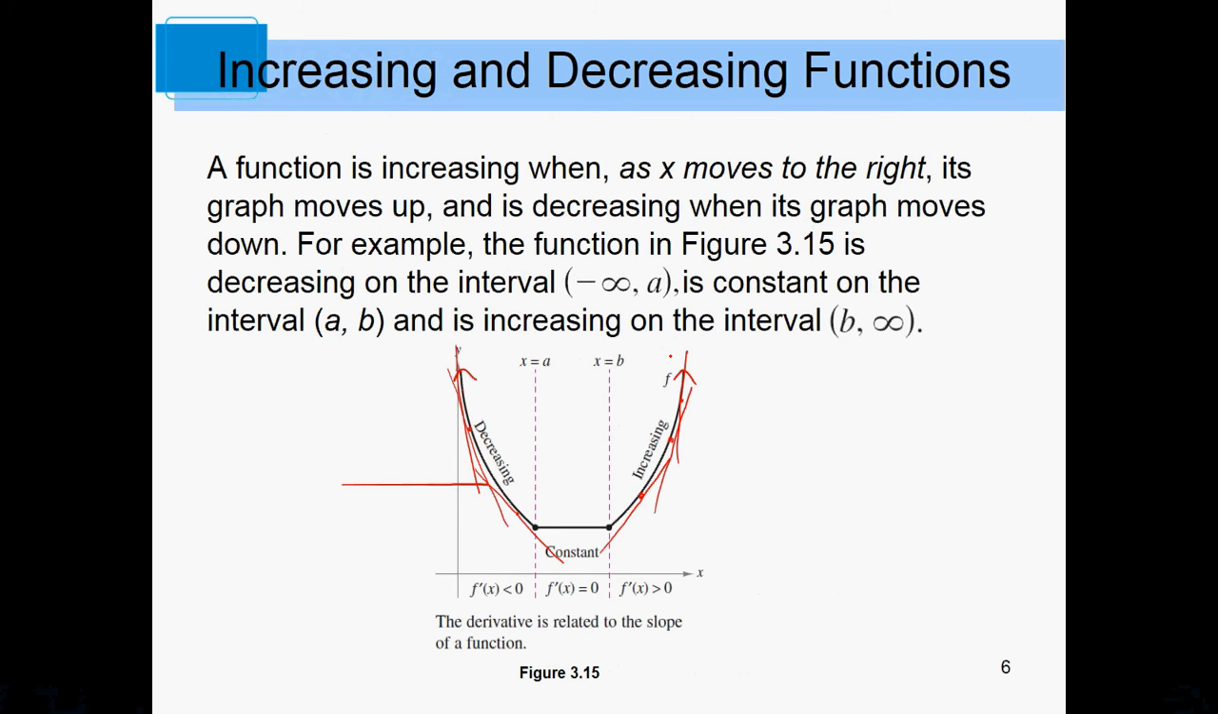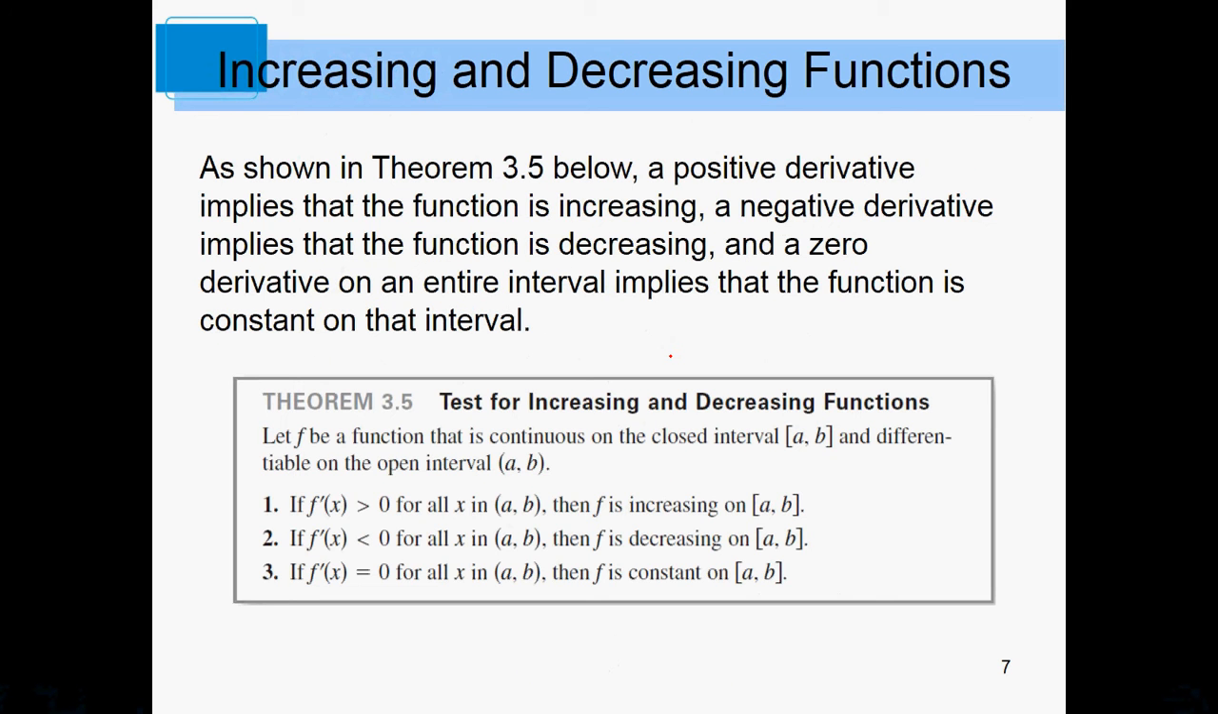So we can now define this by saying if the first derivative is positive for all of the x's in some interval, then that function has to be increasing on that interval. If the first derivative is negative, less than zero, for all the x's in the interval, then that function has to be decreasing on that interval. And then lastly, if the first derivative is equal to zero, that means we have constant on that interval. Okay? So this is going to be the heart of what we call the first derivative test.